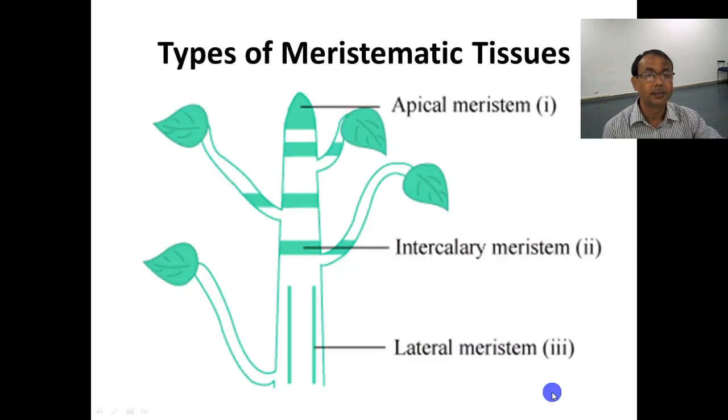Let us go further. Types of meristematic tissues. If you look into this figure, you will see the location of various meristematic tissues. First of all, apical meristem. Apical meristem is present at the tip of the root or shoot. Intercalary meristem is present in the intercalary region, a little bit apart from the apical meristem. And lateral meristem is present on the sides. This is their location. Now, one after another, we shall see each of these meristems.